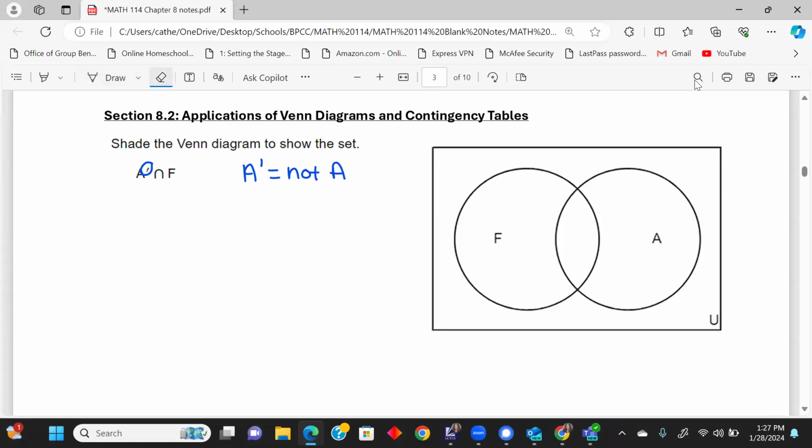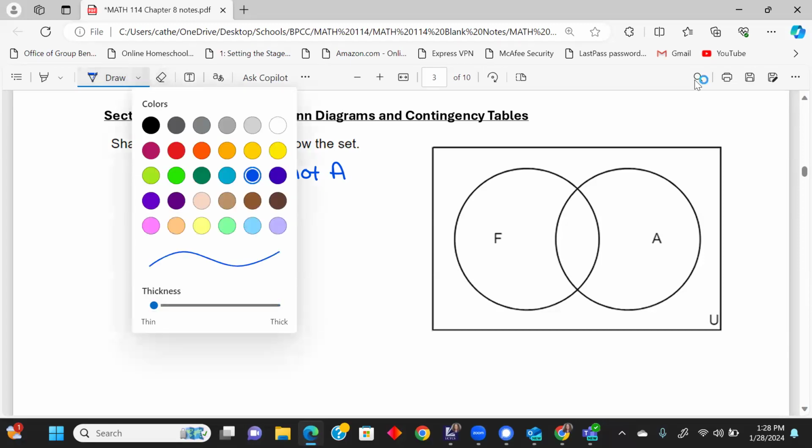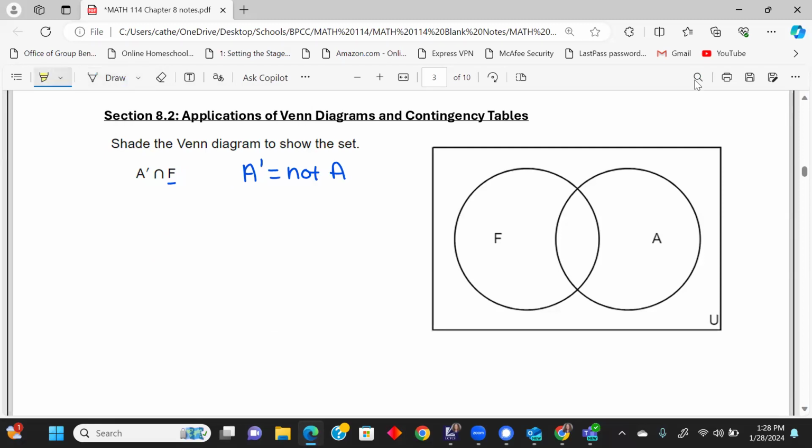All right. And then if it's just a straight letter, just like F, okay. And I'm going to show you those. All right. So not A is going to be everything outside of A. So if you look at the circle A, you're going to shade everything outside of A. That is not A. All of F is not A.